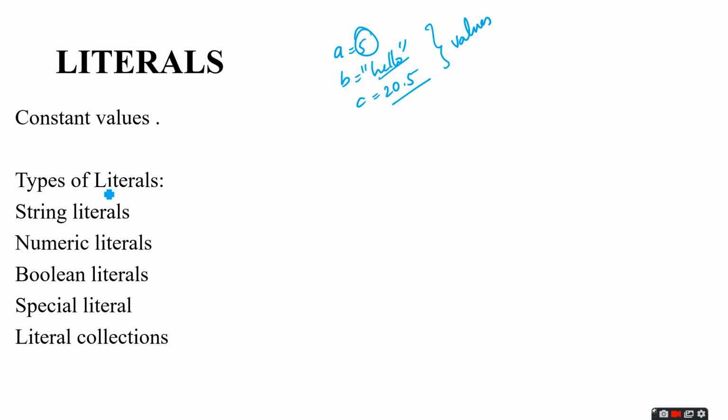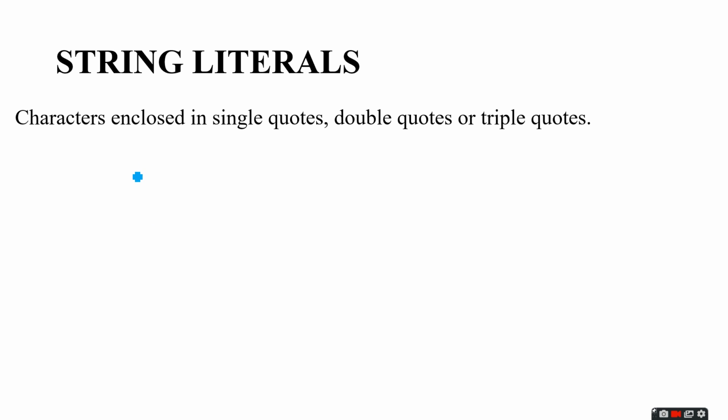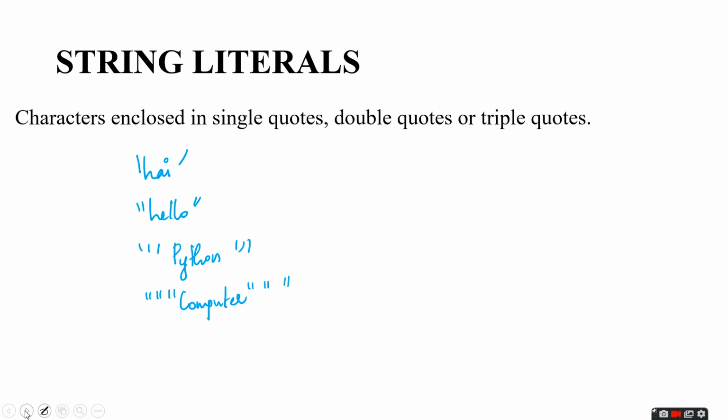Now, in this video, we can learn about the string literal. We know that characters enclosed in single quotes, double quotes, triple single quotes, or triple double quotes are known as the string. For example, if you are writing hi in single quotes, hello in double quotes, then in triple single quotes, or computer inside triple double quotes. These are known as the string.